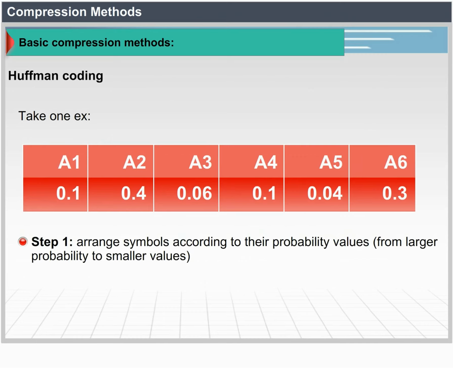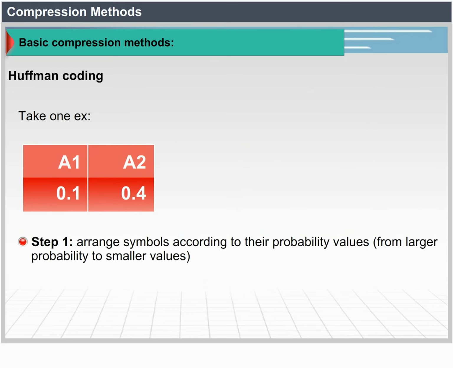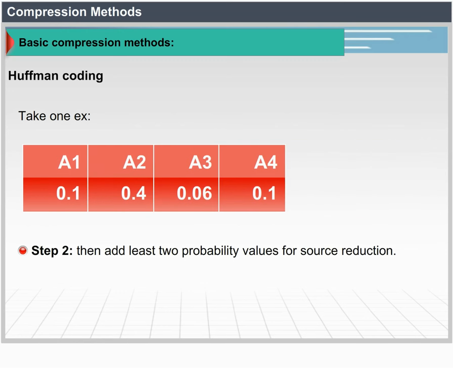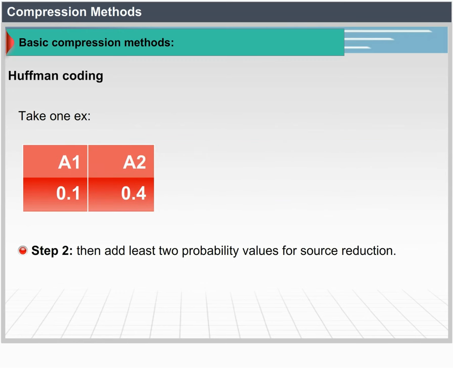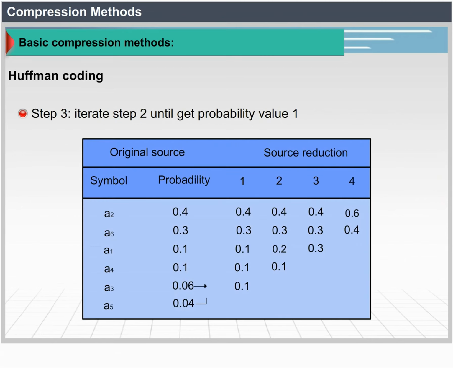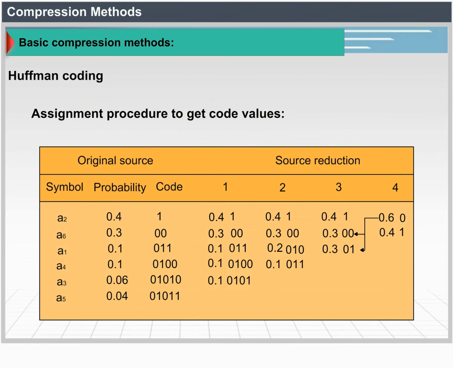Step 1. Arrange symbols according to their probability values, from larger probability to smaller values. Step 2. Then add the two least probability values for source reduction. Step 3. Iterate step 2 until you get probability value 1. The assignment procedure to get code values can be tabularized.